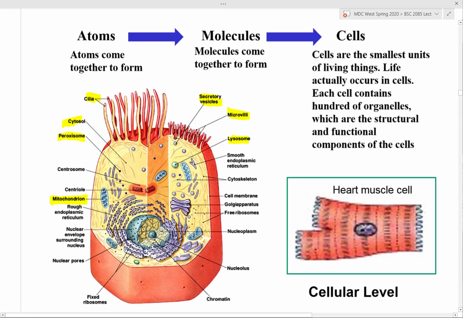Our DNA of our cell is found in the nucleus. Wait, that's not the nucleolus. Right, the nucleus is the whole thing. So the DNA found in the nucleus is a double helix, correct? And it's a spiral double helix, kind of like a spiral staircase, right?